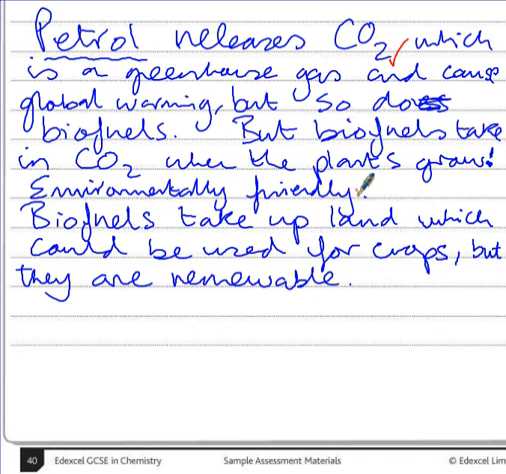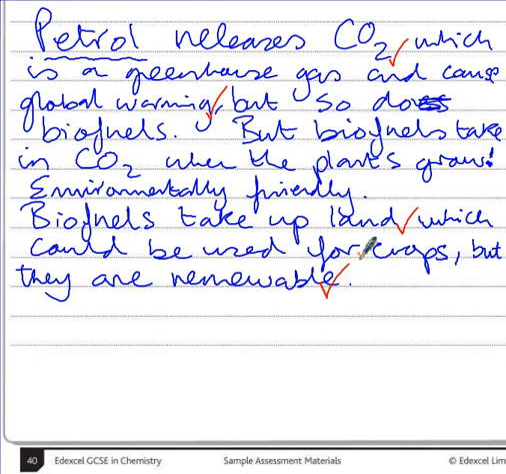Yeah, because they're carbon neutral, you might want to just mention that in there. It will reduce global warming. There's less global warming with the carbon neutral biofuels. The land is another mark for saying that they take up land. For saying the renewable is another mark, that's 4 marks. And yeah, for saying petrol gives the greenhouse effect, that's there on the mark scheme.